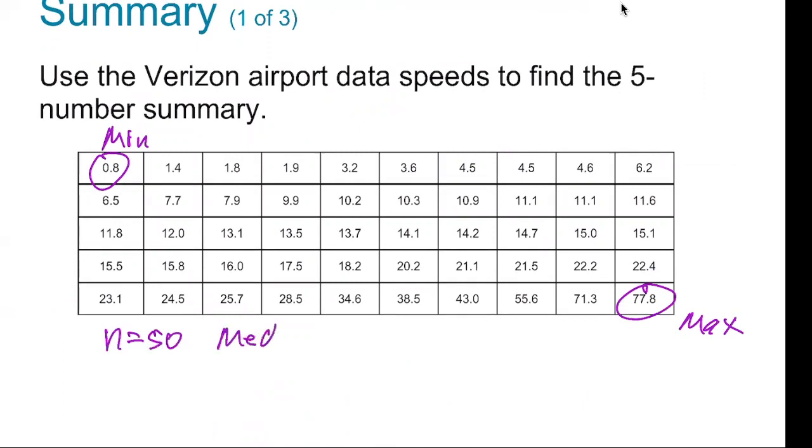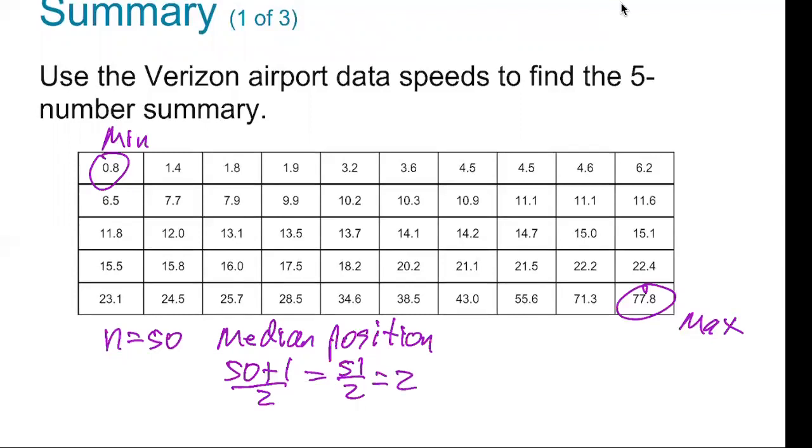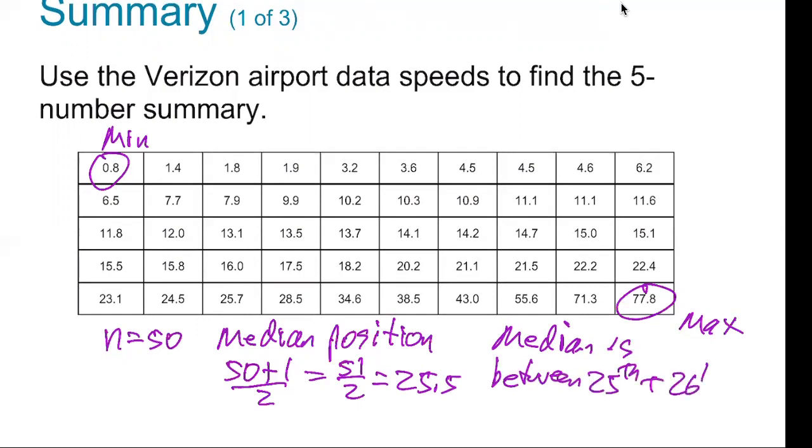So the median position is 50 plus 1 divided by 2. 50 is n. Well, that's 25.5. So my median is between the 25th and the 26th data value. That's how you interpret that 25.5. So I go 20, okay, here's the 25th, there's the 26th. My median is right between, which was a chance because n was even.